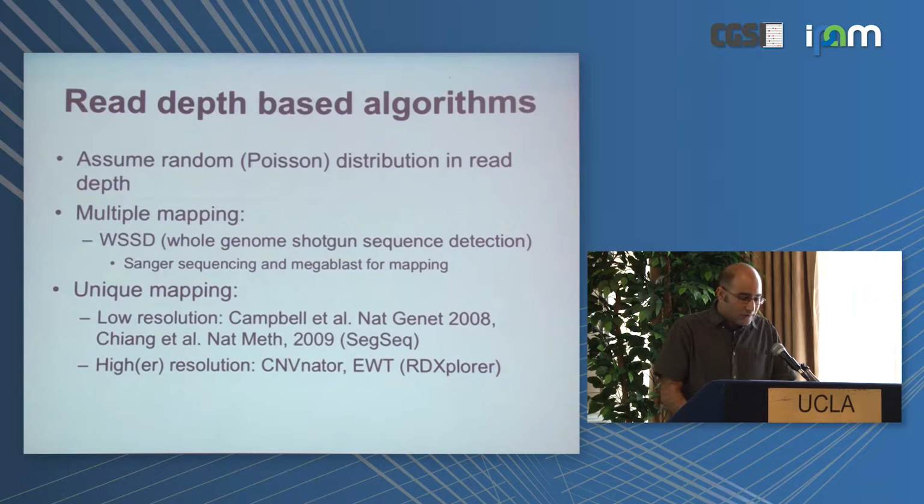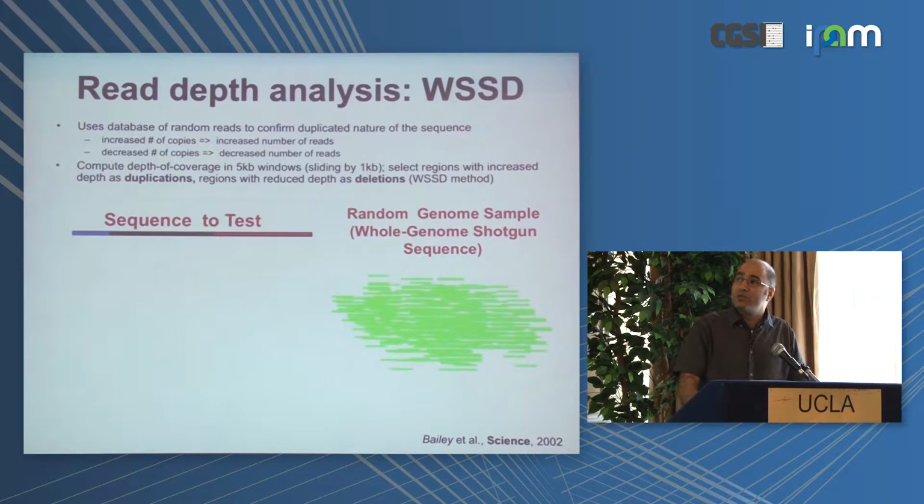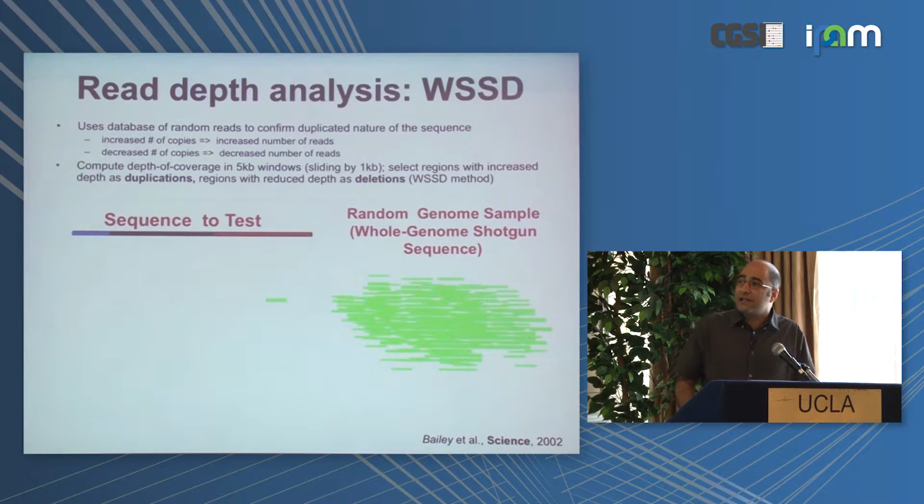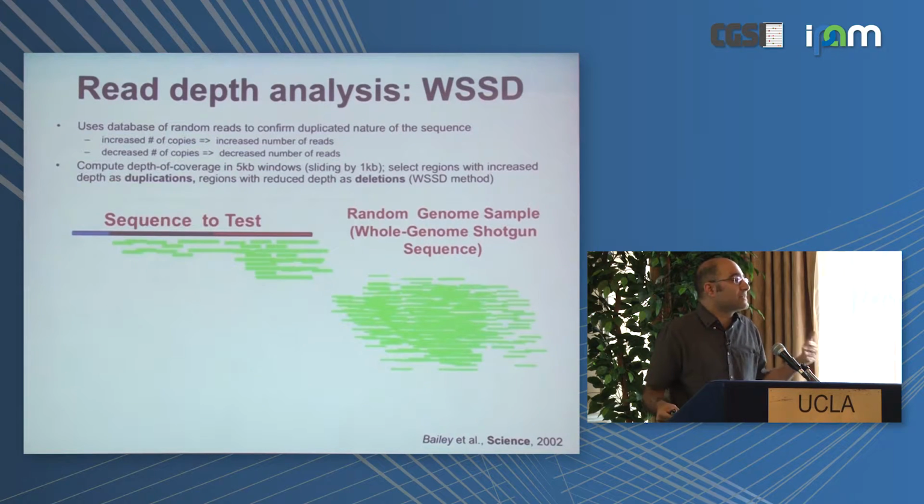So I would go a little bit into how this whole old WSSD works. It of course has the reference genome, it has the reads, maps all the reads to the reference genome, and then looks at the windows of 5 kilobase pair and calculates the read count for each of those 5 kilobase pair windows and shifts it by 1 kilobase pair.